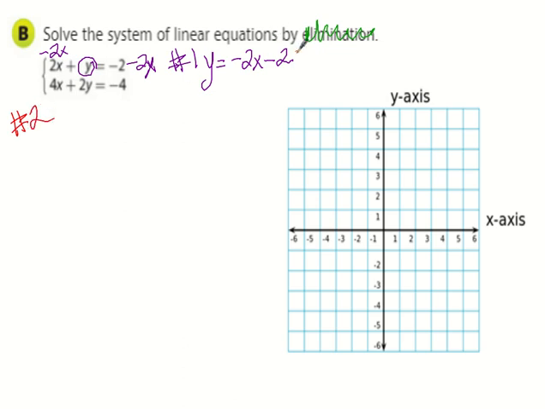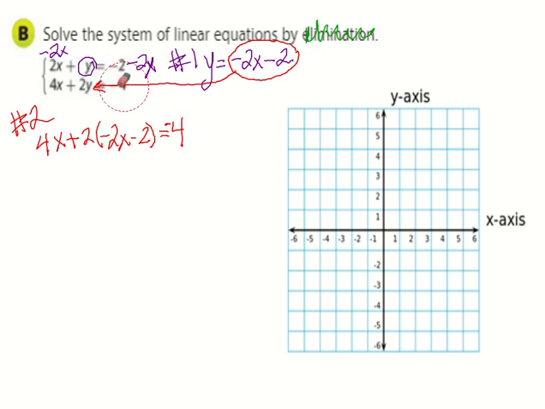I'm going to take just this expression and plug it in for y. So I'm going to get 4x plus 2 parentheses negative 2x minus 2. Remember, I put the parentheses because I need 2 of them, and I only solved for 1 of them, and this is a negative 4, and I accidentally covered it up. See, negative 4. I'll move my arrow. There we go.